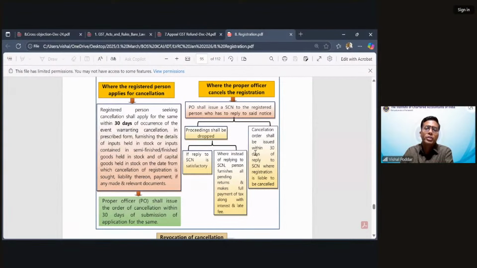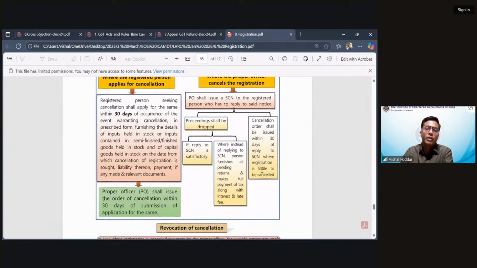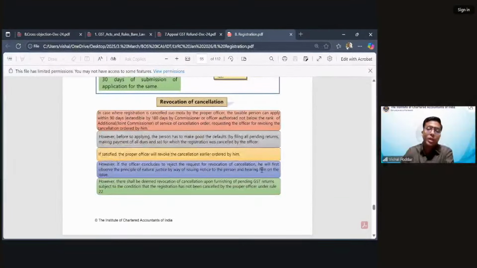Second, cancellation order shall be issued within 30 days of reply of show cause where the registration is liable to be cancelled. Now, where your registration was cancelled by the officer suo motu for any of the reasons where the officer felt you are at mistake, and at that time you could not respond for some reason, but in future period, when you got to know that your registration is cancelled and it is cancelled where you feel it should not have been cancelled, you as a taxpayer are given the opportunity to visit the department and explore the possibility of reinstating your registration. How? By cancelling the cancellation.